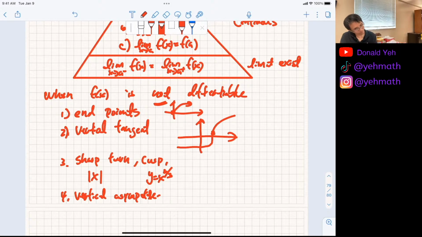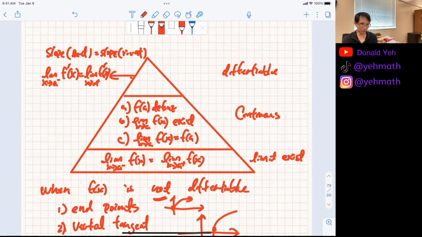The top of the pyramid was slope limit equals slope? Top of the pyramid, slope limit equals slope. Is the slope from the left equal to the slope on the right? Right. That's why it's an f prime.